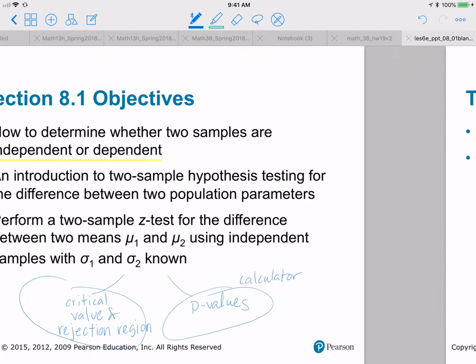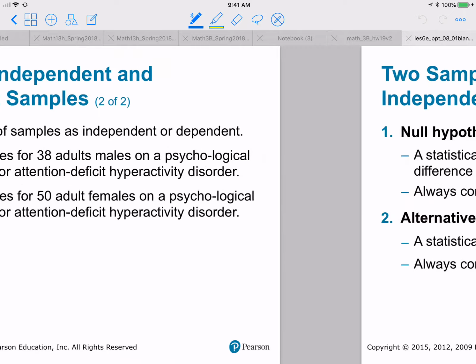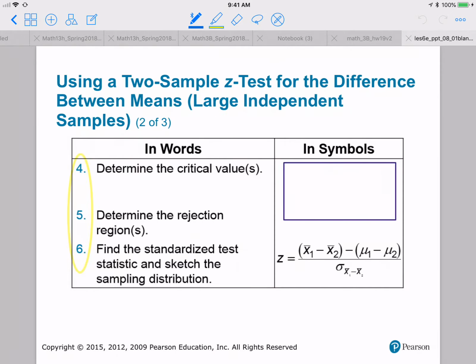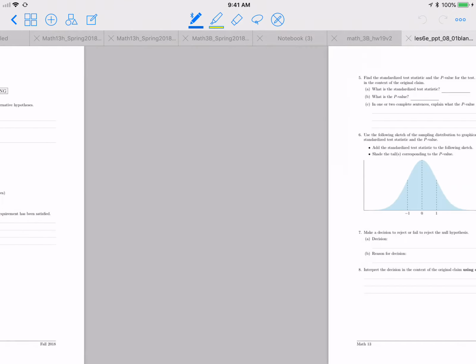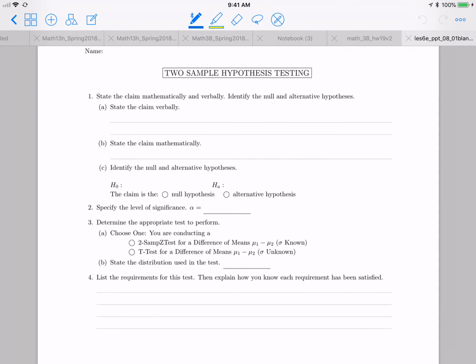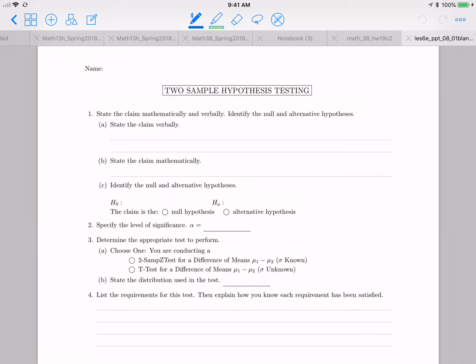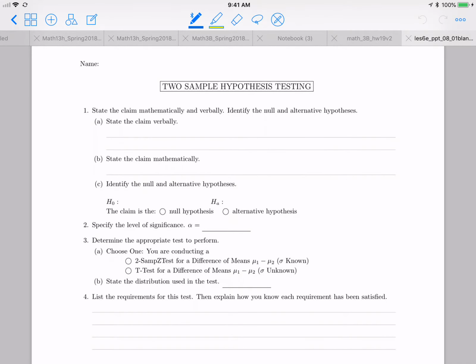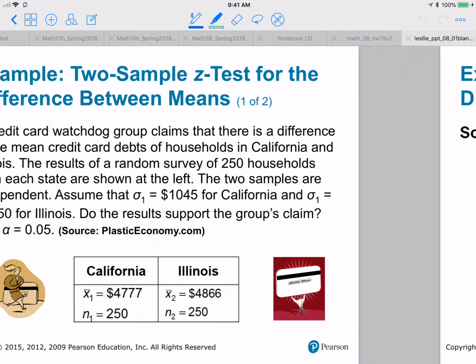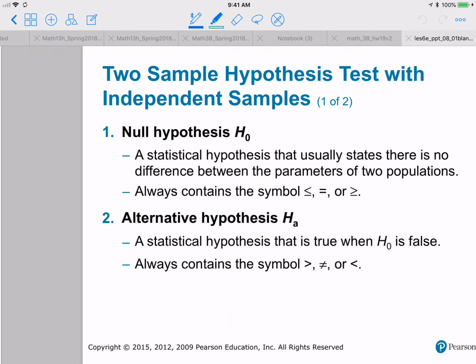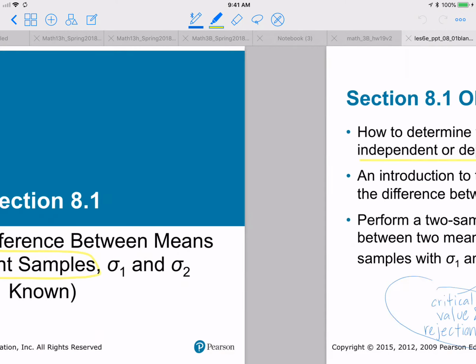Okay, we also have, let me just flip ahead here so that you can see, we have a corresponding form. This will help to guide your computations and help you keep track of the steps of performing two-sample hypothesis testing.